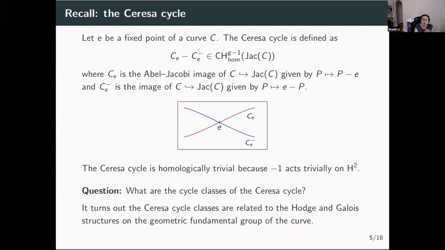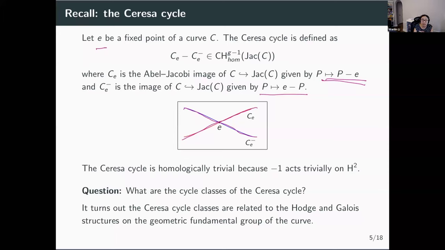So first of all, let's quickly recall the definition of a Ceresa cycle. A Ceresa cycle is constructed from the data of a pointed curve. So if I have an algebraic curve C with a fixed point or a fixed degree one divisor, and C has genus at least one, then I can embed my C into its Jacobian by mapping any geometric point P to the divisor class P minus E. So I'll have a copy of C living in the Jacobian. And of course, instead of embedding P to P minus E, I can map P to E minus P, right? So then I will get a second copy of C inside the Jacobian, and I take the difference.